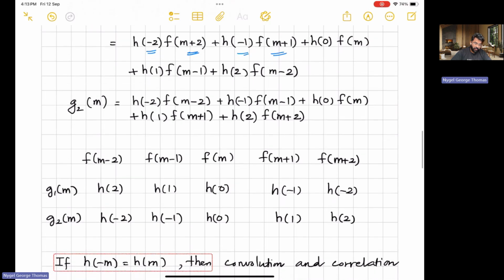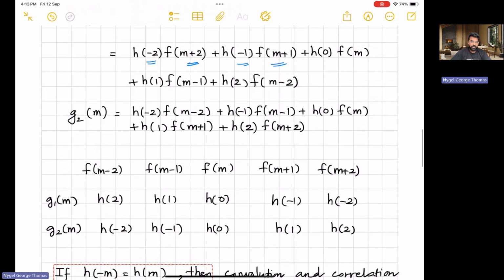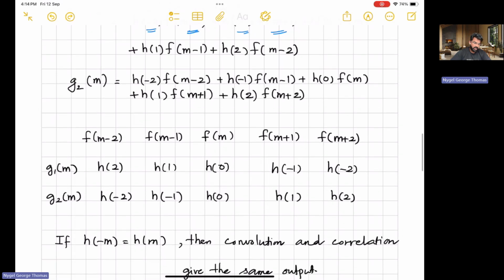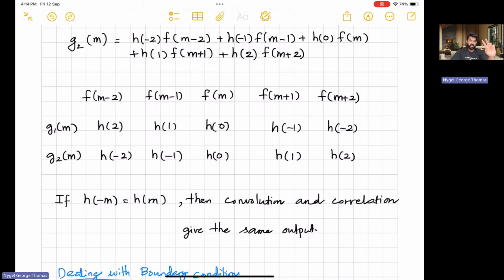So this is what g of m is for a particular m. But for correlation, the minus terms are together: h of minus 2 with f of m minus 2, h of minus 1 with f of m minus 1, and h of 1 with f of m plus 1, and h of 2 with f of m plus 2. So there's no inversion happening for correlation.